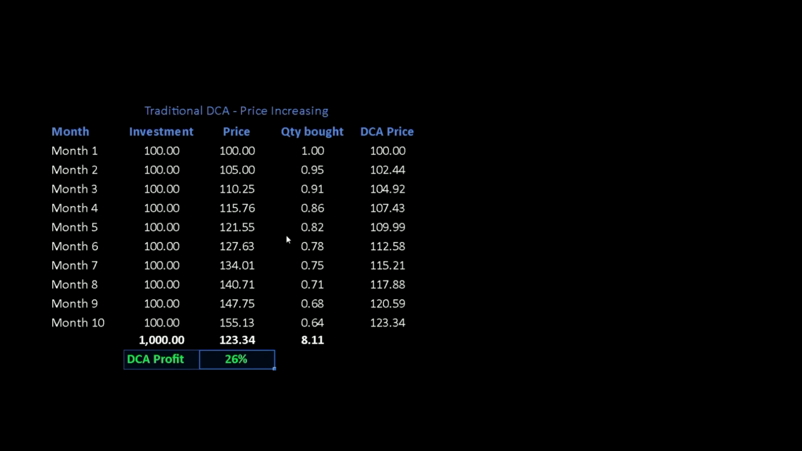But the key thing to note over here is imagine if you would have put $1,000 at the start of month 1 at 100 price. Today you would have $550 as profit or 55% profit. So yeah, DCA is reducing your profit.